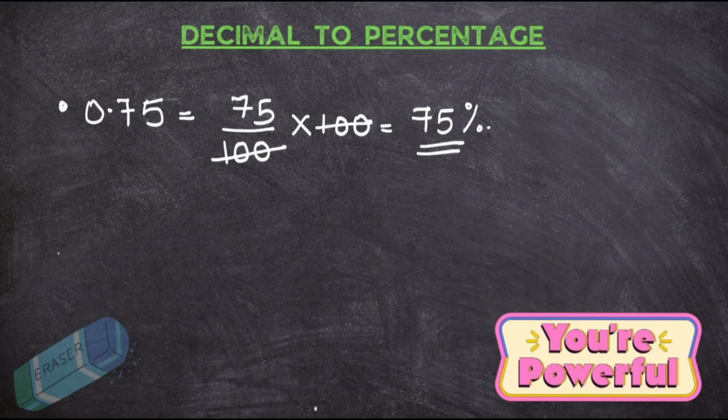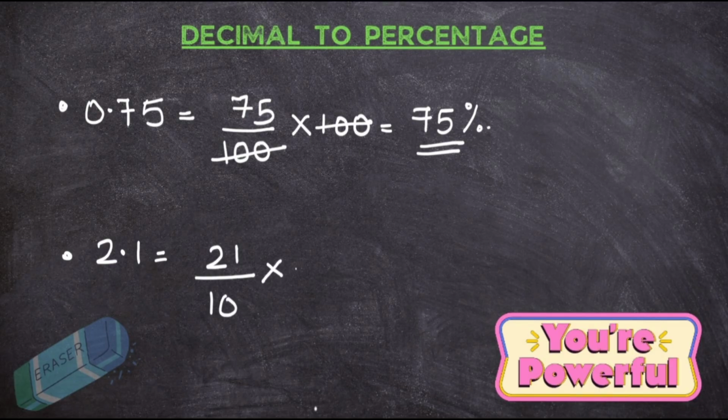Now let me try the others. 2.1. You have to convert this to a percent. So first you have to convert this into a fraction. 2 and 1, so first write that number in the numerator. Now check from the right hand side. From the right hand side you have to leave one digit, that means you put a 1 and 0. That means I will be putting 10 over here.